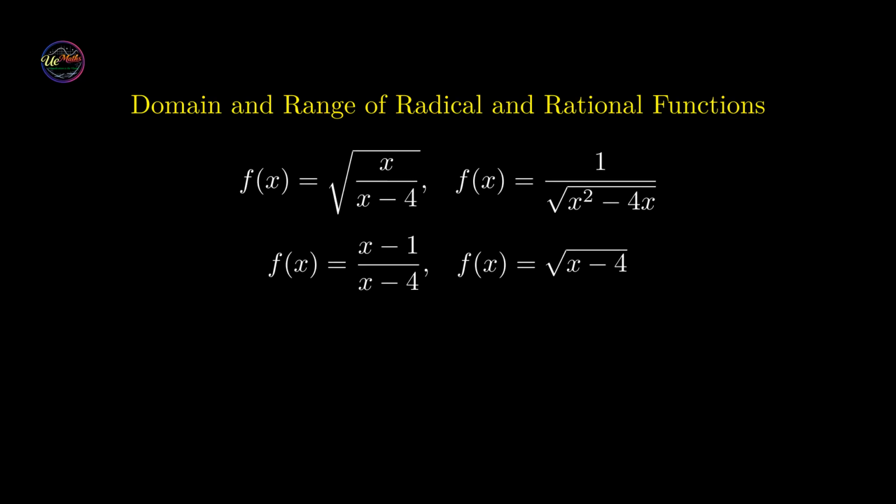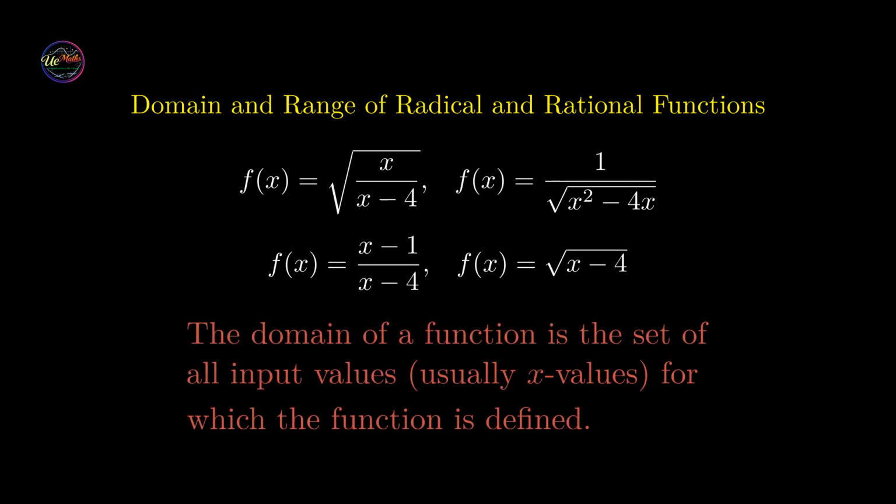Welcome. Today we will determine the domain and range of 4 functions. We will sketch the graph of each function to visualize its domain and range. The 4 functions are f of x equals the square root of x divided by x minus 4. F of x equals 1 over the square root of x squared minus 4x. F of x equals x minus 1 divided by x minus 4. And f of x equals the square root of x minus 4.